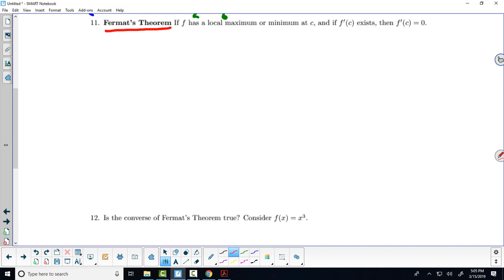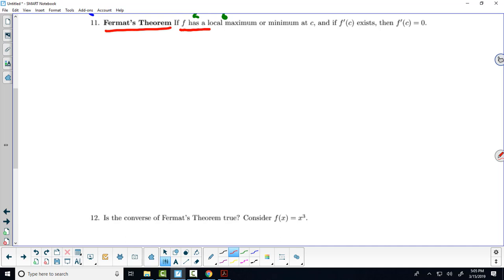This is Fermat's theorem. Be careful, for those of you who know your math lore. This isn't Fermat's famous last theorem. This is just another math theorem. It's not the famous one that was solved by Andrew Wiles. So what does Fermat's theorem say?